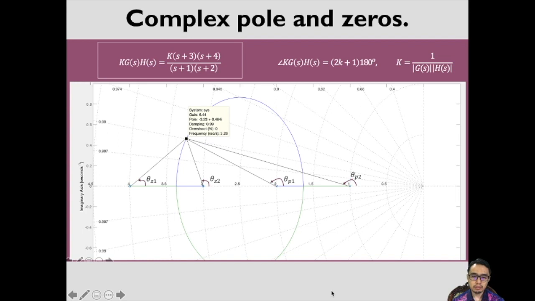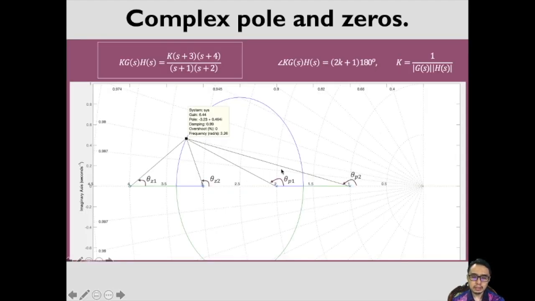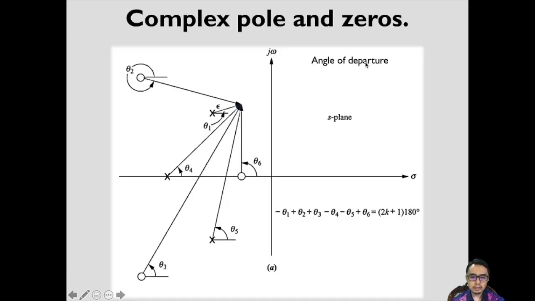I've explained this in the previous video, where if you have a point on the root locus, then if you draw a vector from the zeros and poles to that particular point, and you add all the angles made by the vectors, the angle of the zeros minus the angle made by the vectors of the poles, then you will see that the summation of the angle made by the zeros minus the angle made by the poles will be a multiple of 180 degrees.